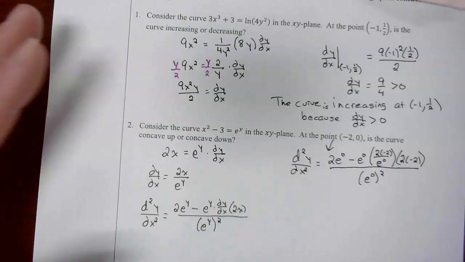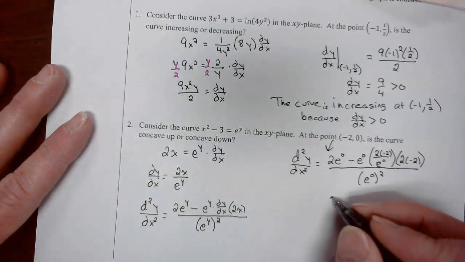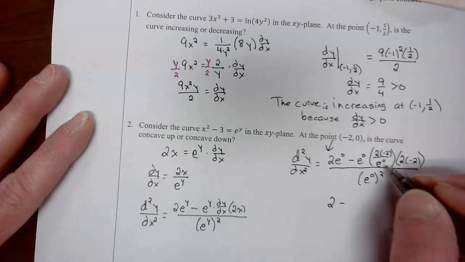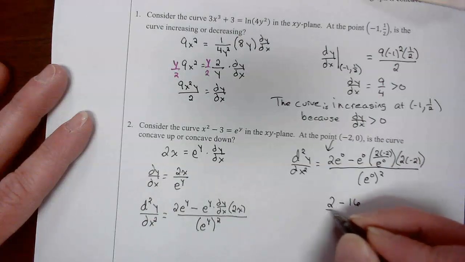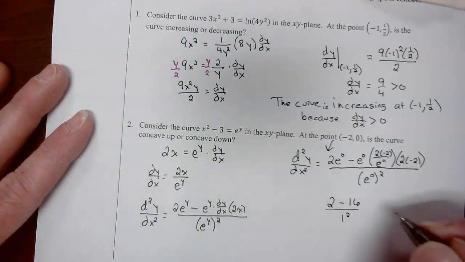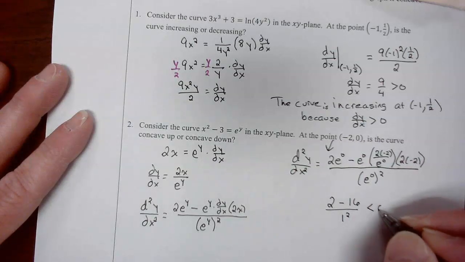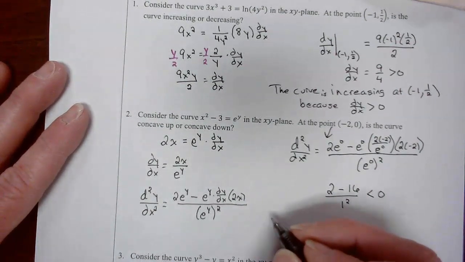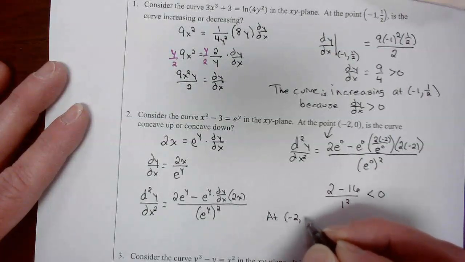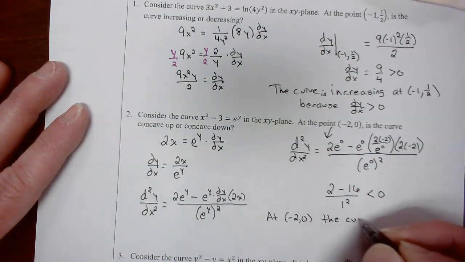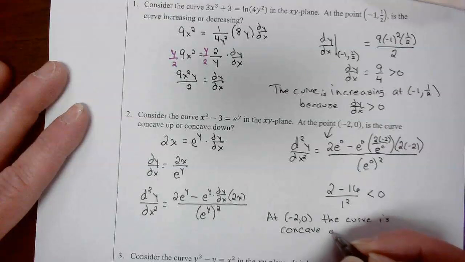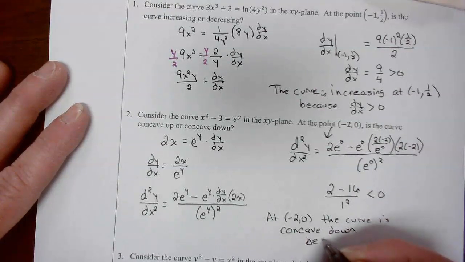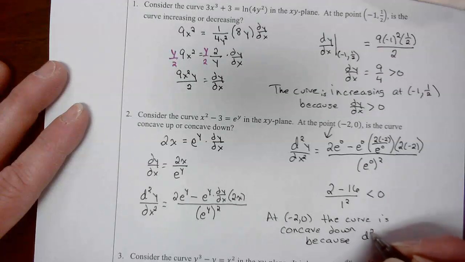Now, e to the 0 is just 1, so that's giving me 2 minus, that's a 1, that's a 1, so I'd have negative 4 times negative 4, so that's 16 over 1 squared, which is going to be negative. So I would say at negative 2, 0, the curve is concave down because the second derivative is less than 0.